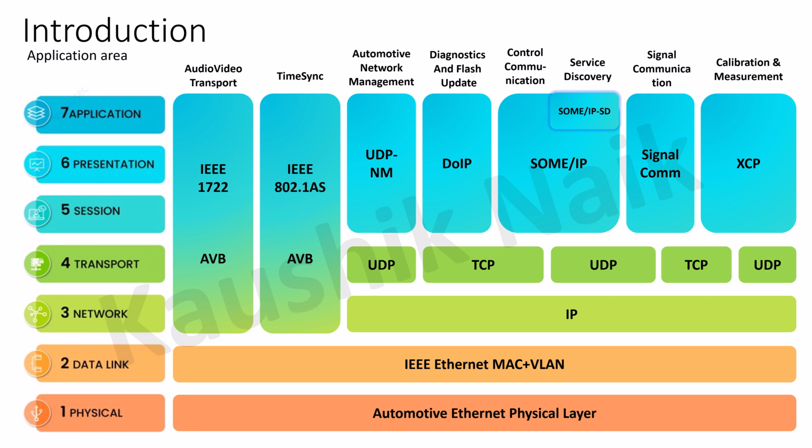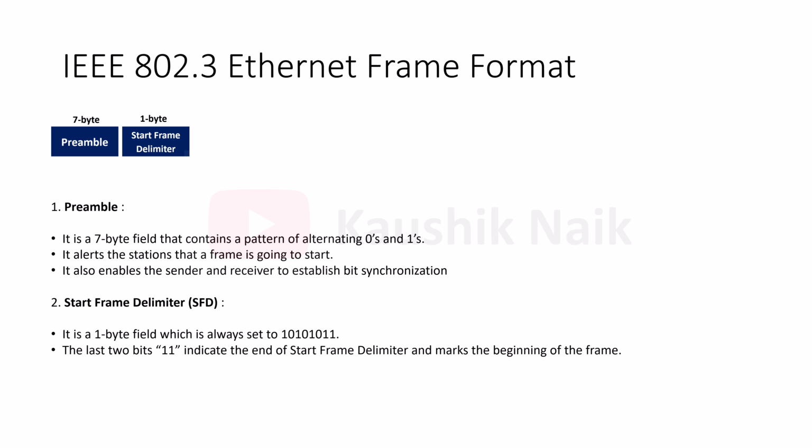Before we jump to understanding each layer in detail, let us first try to understand how an Ethernet frame format looks like and what fields it contains. IEEE 802.3 gives the standard Ethernet frame format. There are other IEEE standards which are derived from this base format as well.